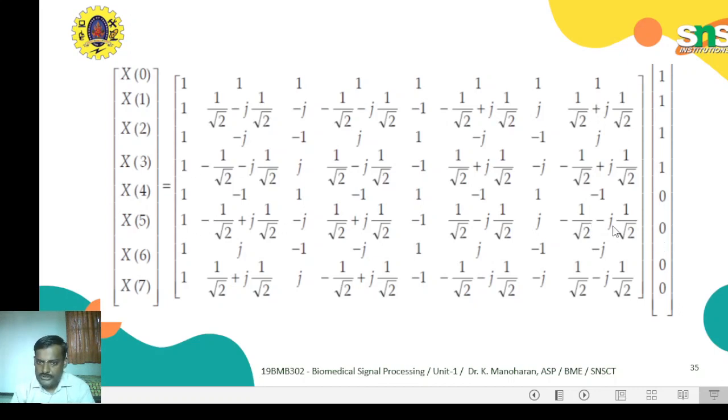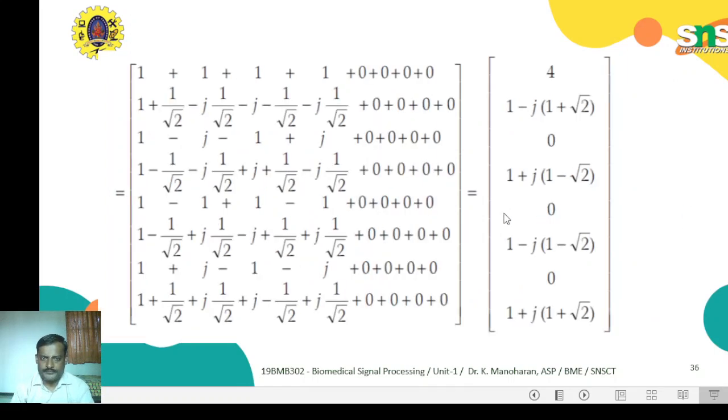Similarly for the fifth row these samples will be taken and multiplied here. For the sixth row we take these samples and multiply. For the last row, the seventh row samples should be taken and multiplied to get the seventh row of the output matrix.